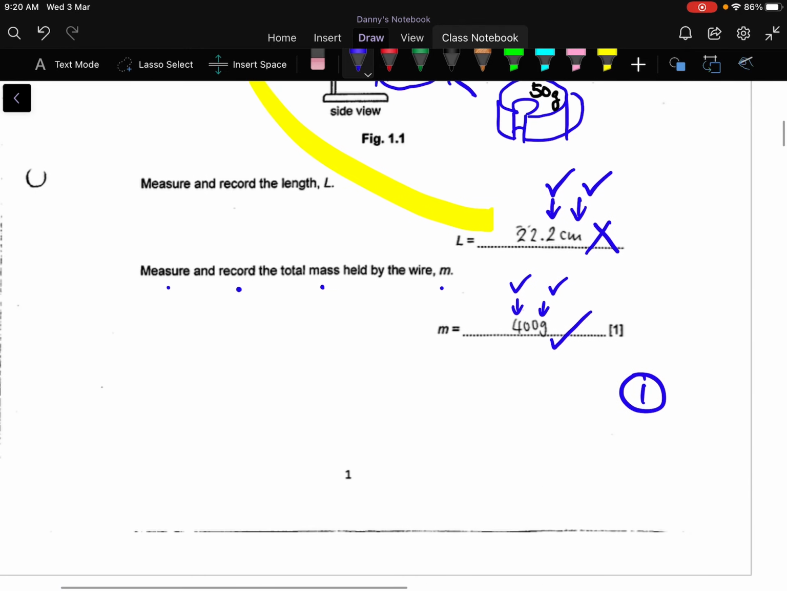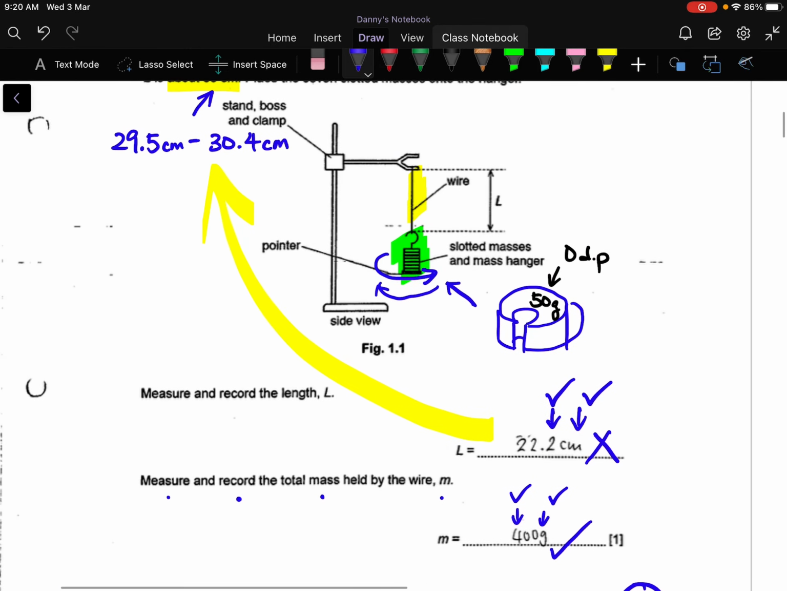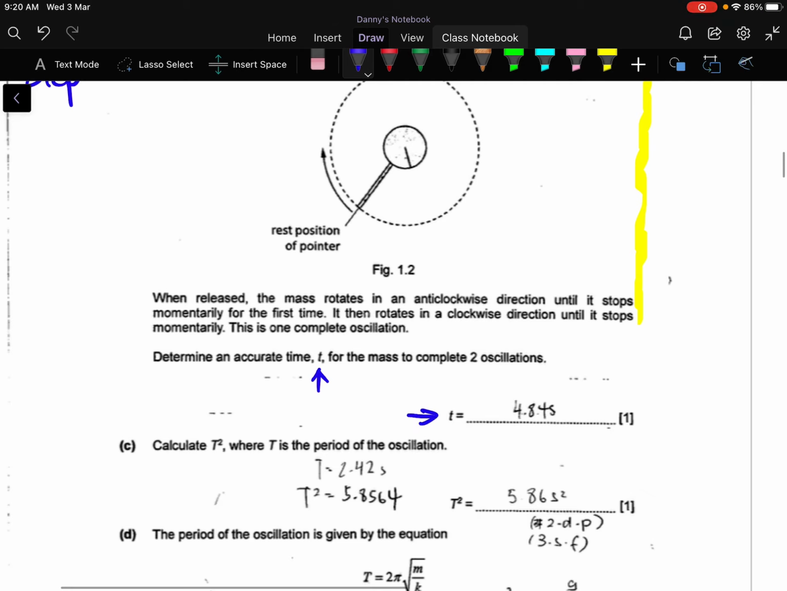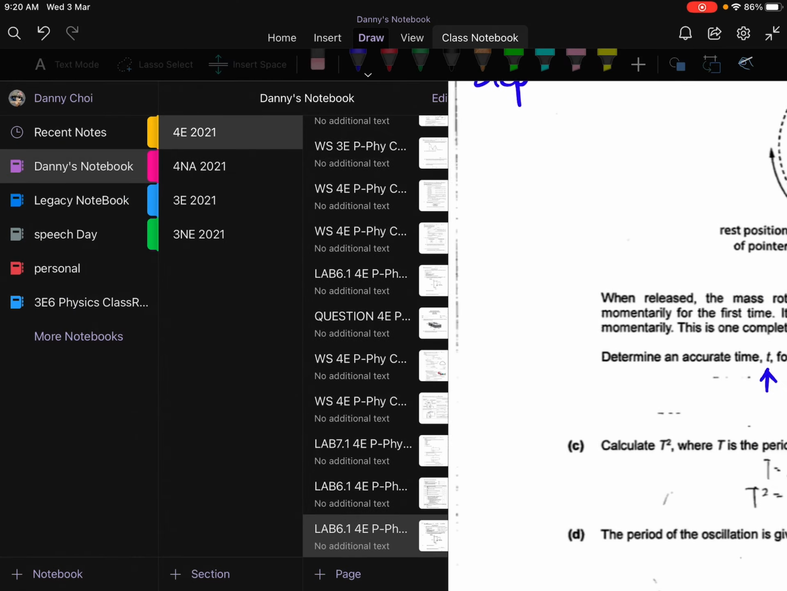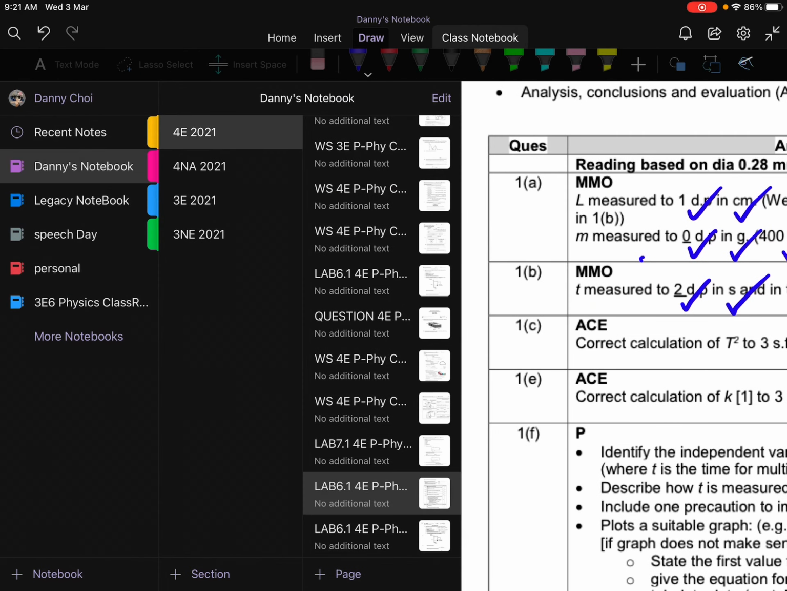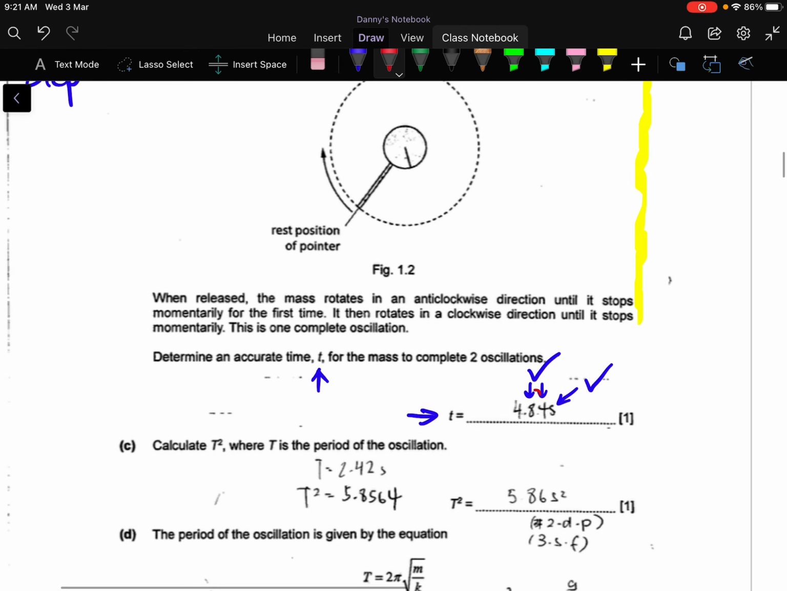So for this student, when she didn't follow the L given over here, we are not penalizing the accuracy here, but we will penalize her accuracy for T. So her T is 4.84, precision wise correct, unit wise correct. So then let's take a look at the marking scheme. So T is measured by 2 dp in seconds. And now if we look at the range 6.5 to 7.5, you will notice that she is out of range.